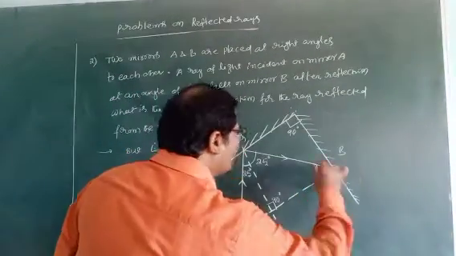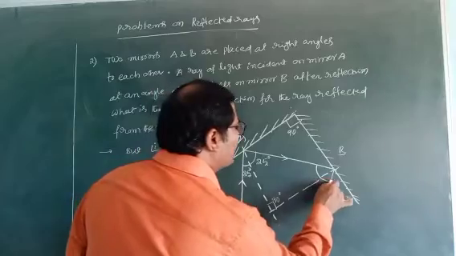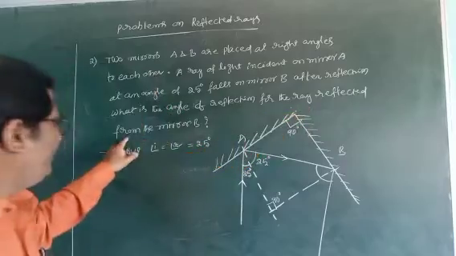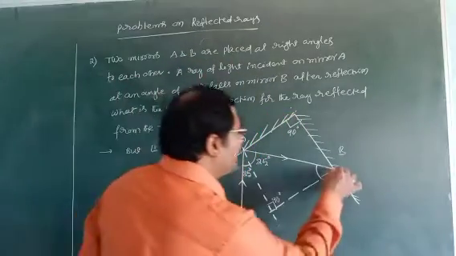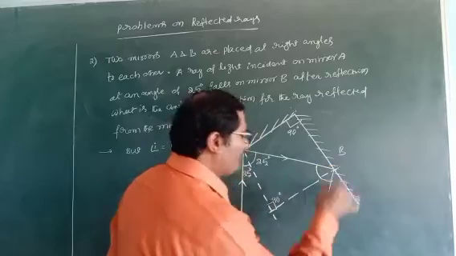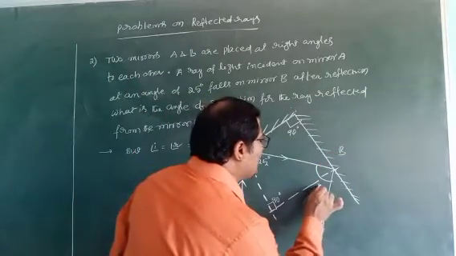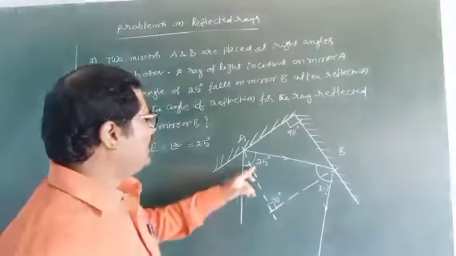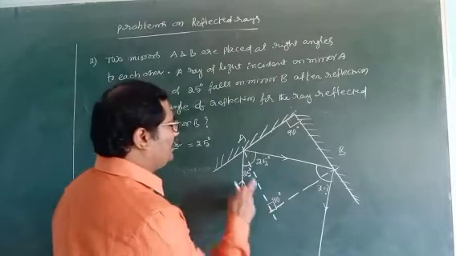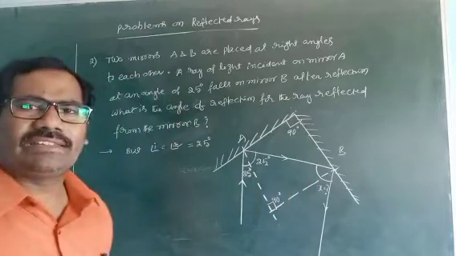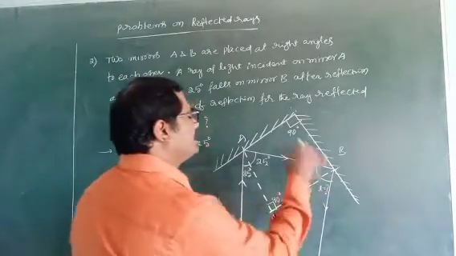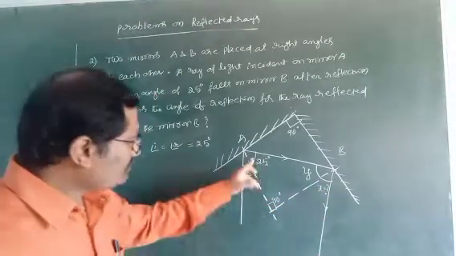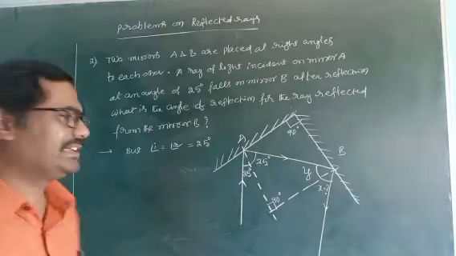What is the angle of reflection for the ray reflected from mirror B? Here it is the reflected ray. To find this angle, call it x. Here also it is a right angle triangle. The incident angle is y and the reflected angle is x. The sum of the angles in a triangle is 180 degrees.